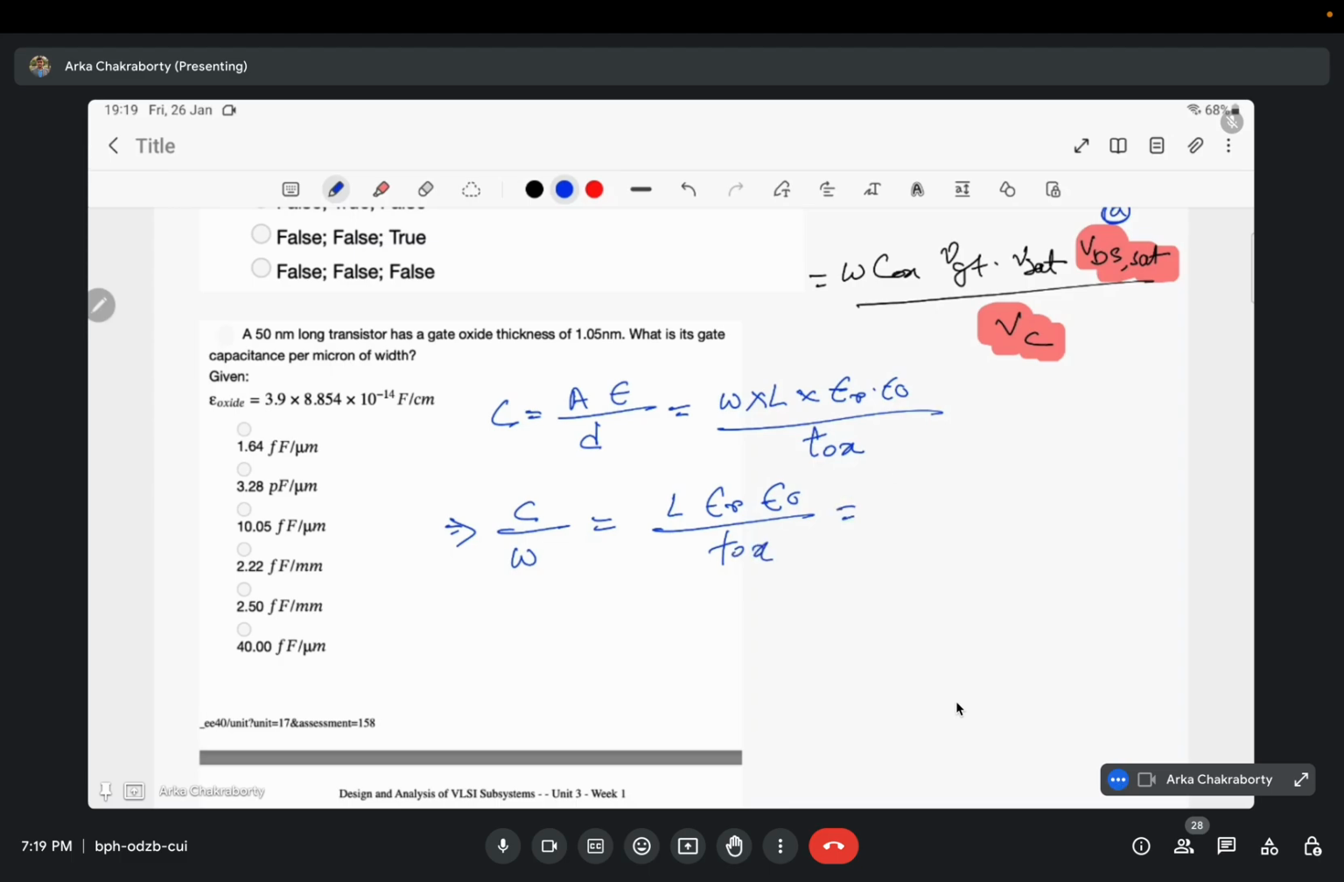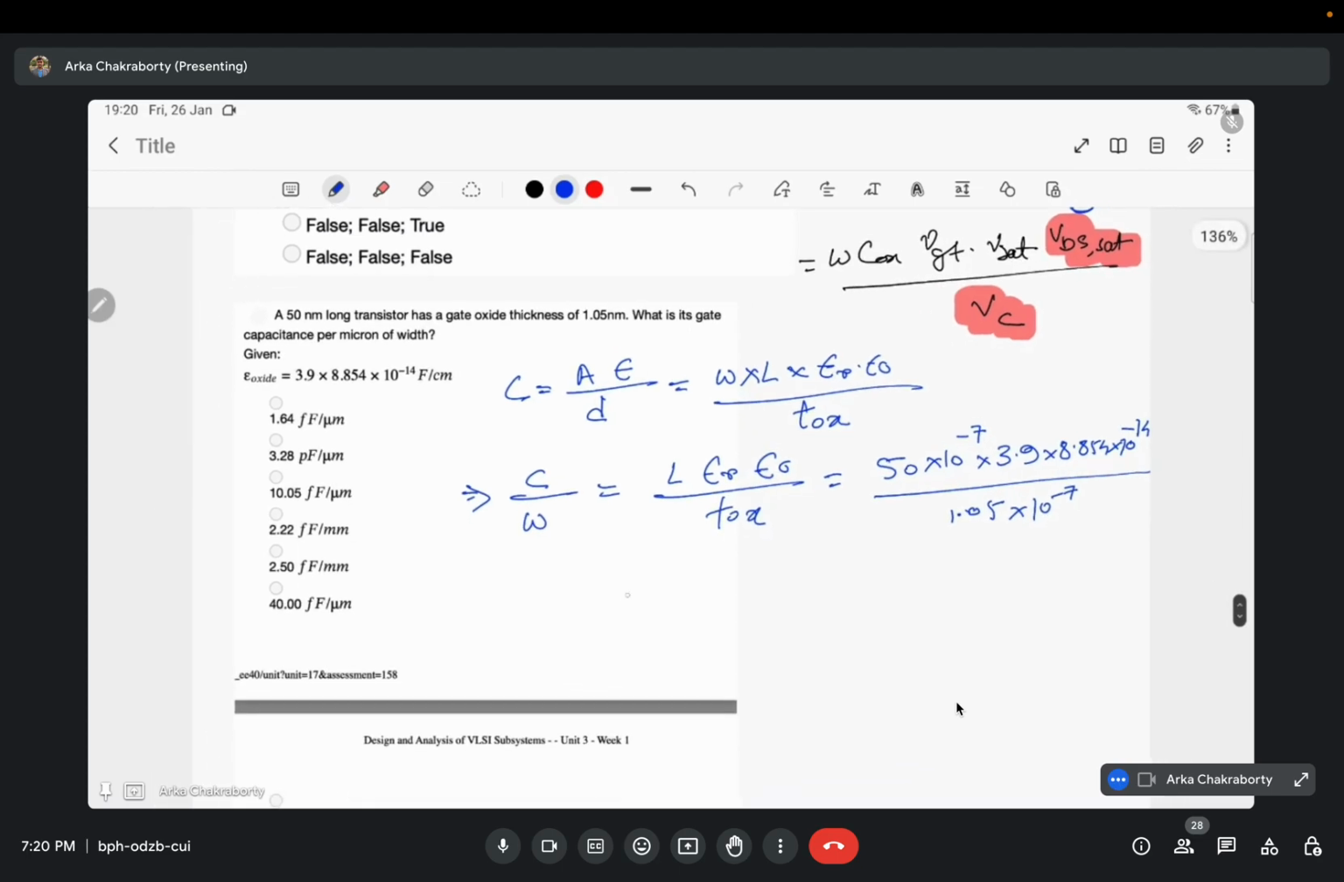L is 50 nanometer. So let me write it in centimeter, 10 to the power minus 7. So epsilon of oxide is 3.9 into 8.854 into 10 to the power minus 14 farad per centimeter, divided by T ox. T ox is given as 1.05 nanometer, so 1.05 into 10 to the power minus 7. Fine. Okay, so solve it. I have done it.